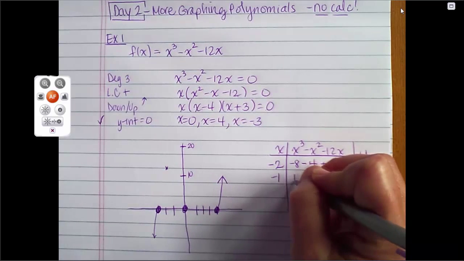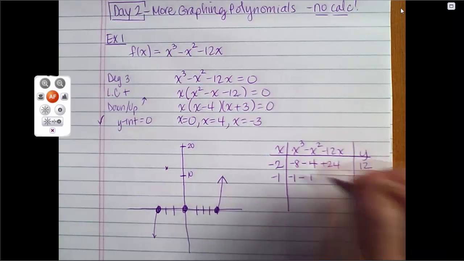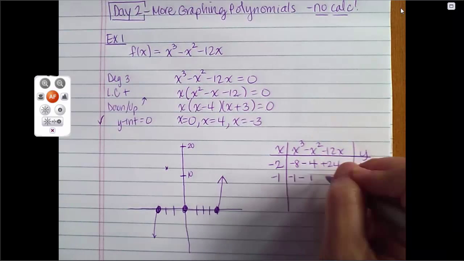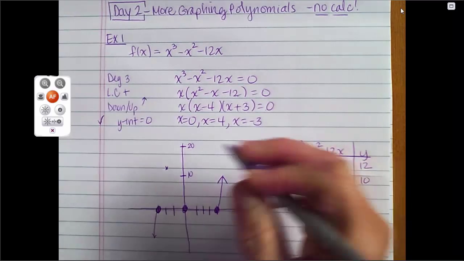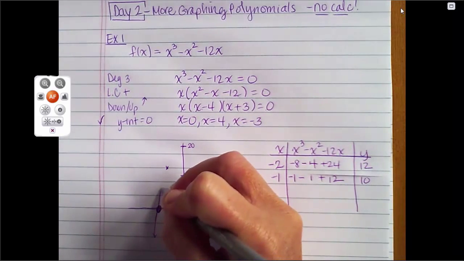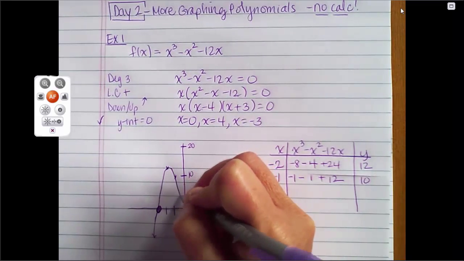Negative 1 cubed is 1, minus negative 1 squared is 1. Sorry, negative 1 cubed is negative 1. Negative 12 times negative 1 is positive 12. When I add those together, I get 10. So this is going to come back down near 10 and then hit that 0.